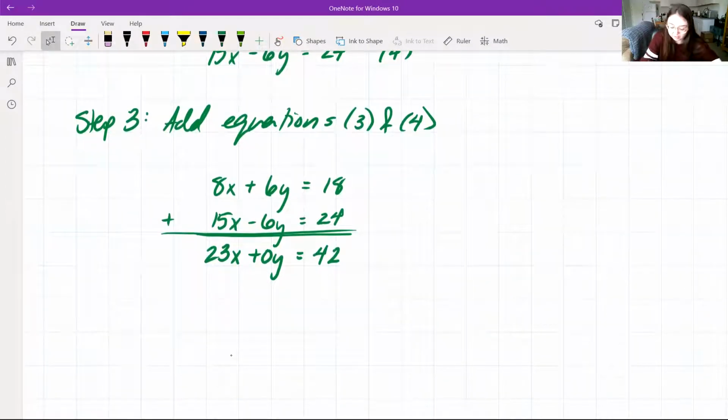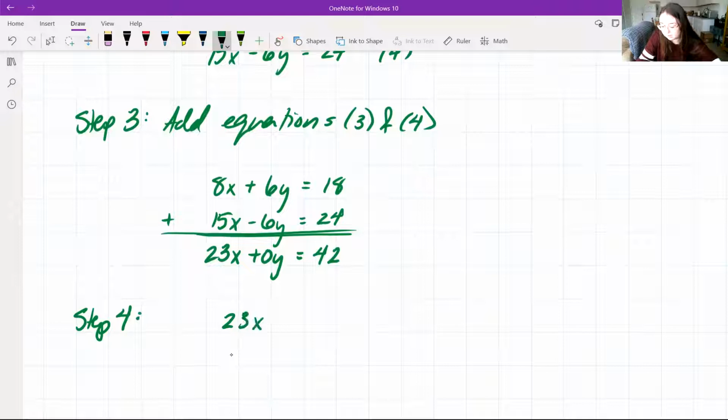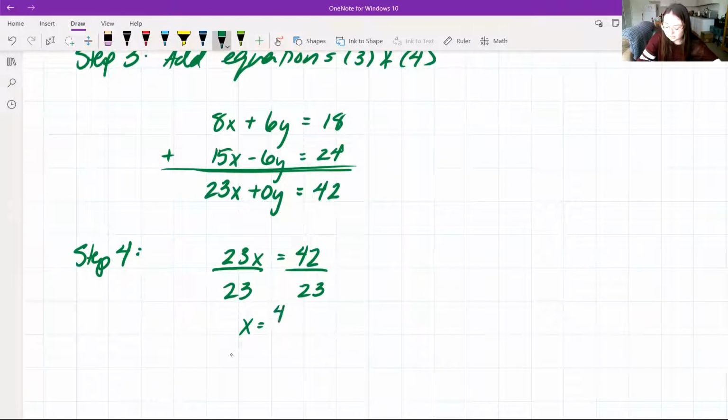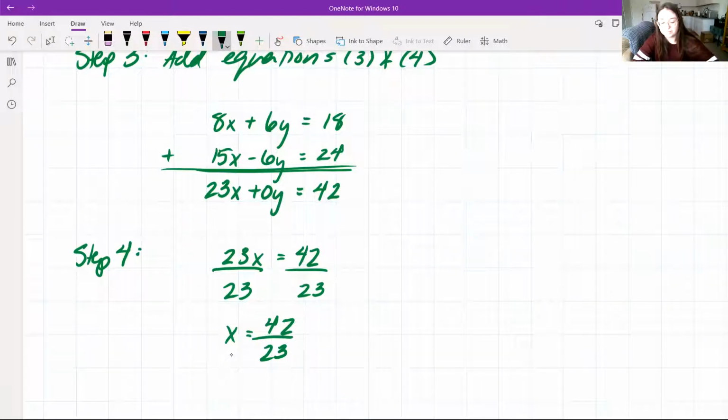So simplifying, which is step 4, we're going to have 23x plus 0y, which is just plus 0, is equal to 42. Where now we want to divide by 23. And we're going to get that x is equal to 42 divided by 23.